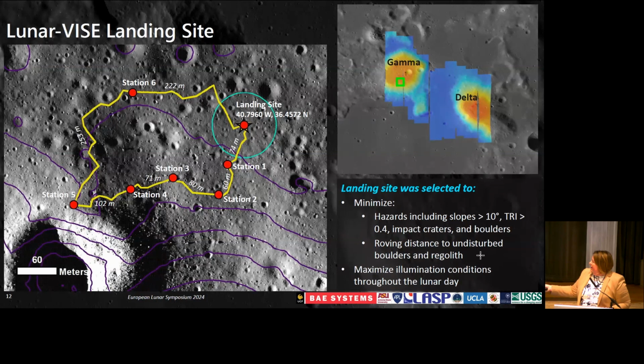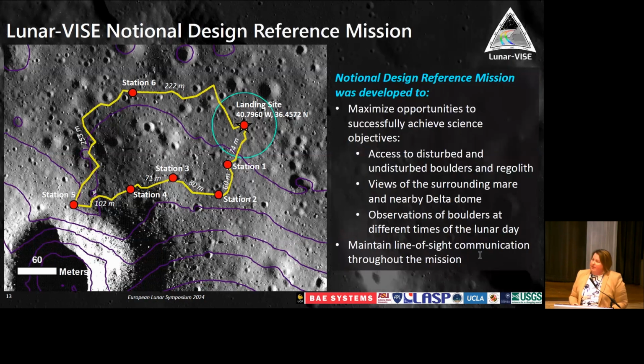And you can see in the image that a large boulder field has been kicked up. And so having access to this boulder field is really key for our science investigation. The team has been working on developing a notional design reference mission and thinking through what measurements we need to be able to achieve our science objectives. And so how do we get to the boulders, and enough boulders, in our 10-day science mission so that we can address our science questions?